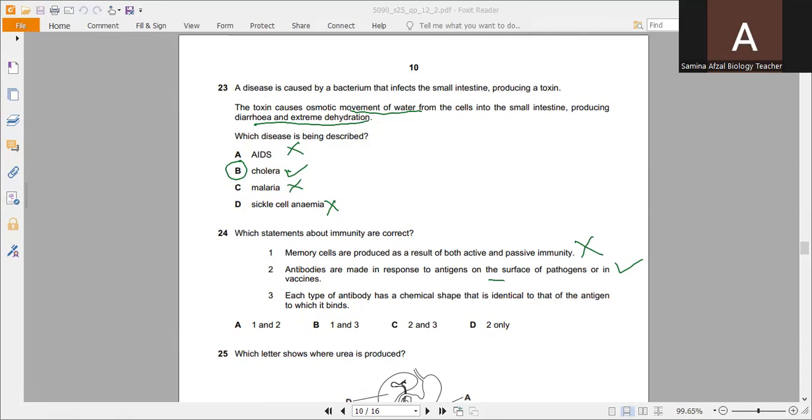specific antibodies. Then statement number 3, which says the antibody has a chemical shape that is identical to that of the antigen. Antibodies do not have an identical shape to antigens. They have a complementary shape, not an identical shape. In case of identical shape, they will not fit. So this statement is not correct. According to this, only D is the correct option.